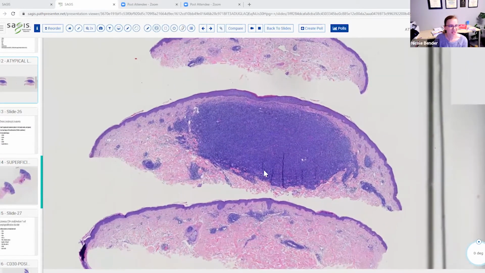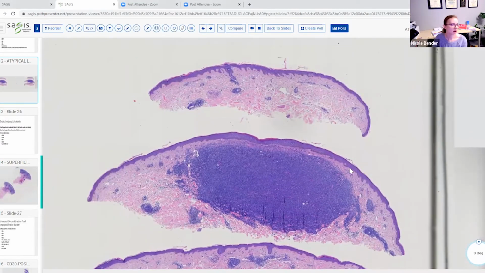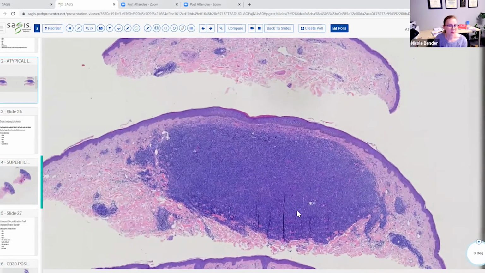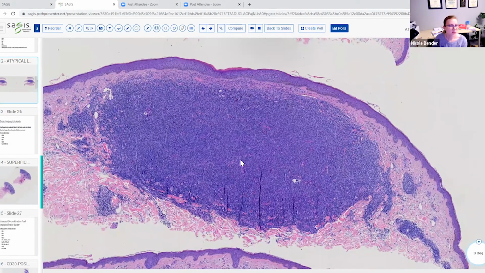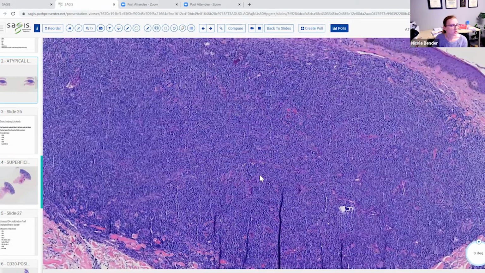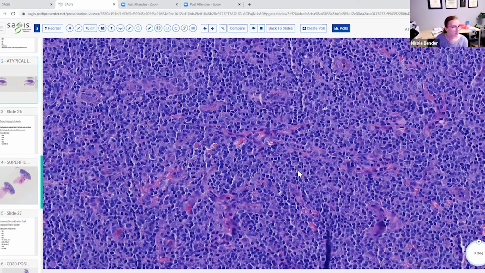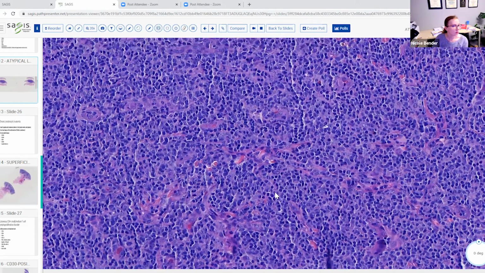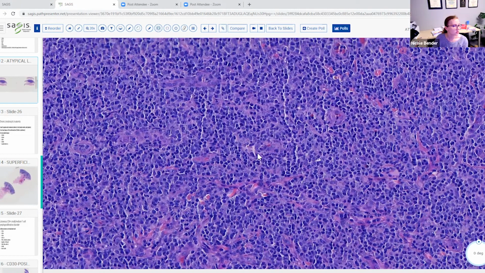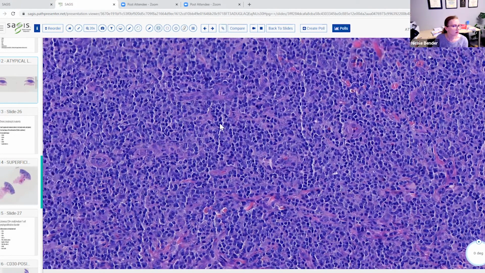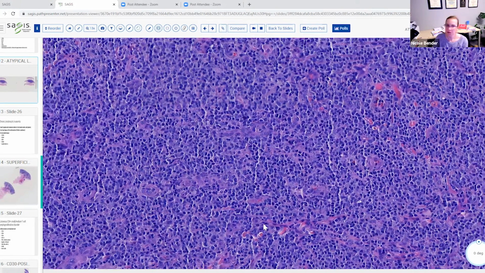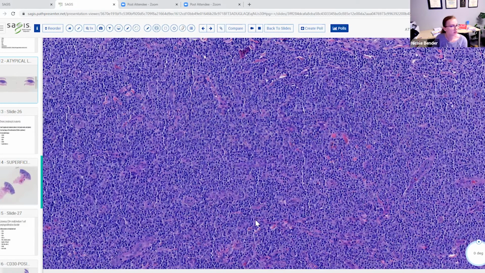Okay, so here we just have one giant nodule of lymphoid cells in this shave biopsy. It's fairly well circumscribed. The cells themselves look actually small and relatively monomorphous. So when we compare them to endothelial cells, these cells are smaller, about half the size of endothelial cells. So we know that they're small. They just look like normal lymphocytes, nothing special about them.